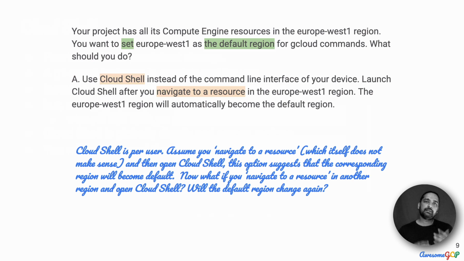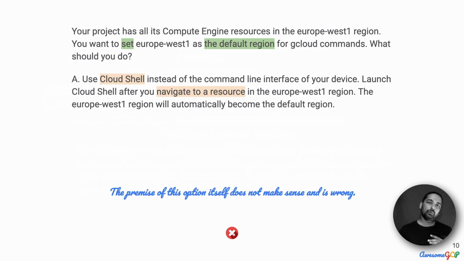But let's say we now log into a machine in Europe West 1 and our default region becomes Europe West 1. What if we now log into another machine or we navigate to a resource in, say, Europe East 1? Does the default region automatically get reset? That wouldn't be a good experience. We kind of want our settings to be consistent while we use it. So the premise of navigating to a resource and then automatically changing the default region does not work well, and it is wrong.